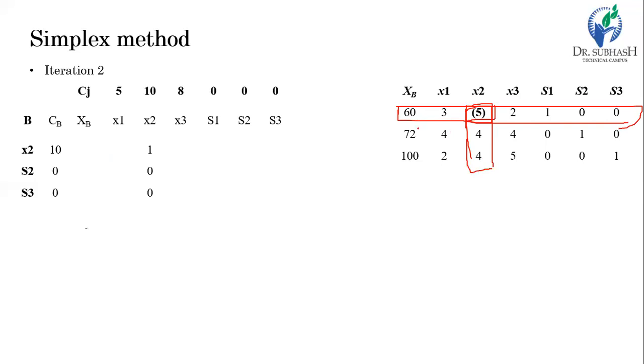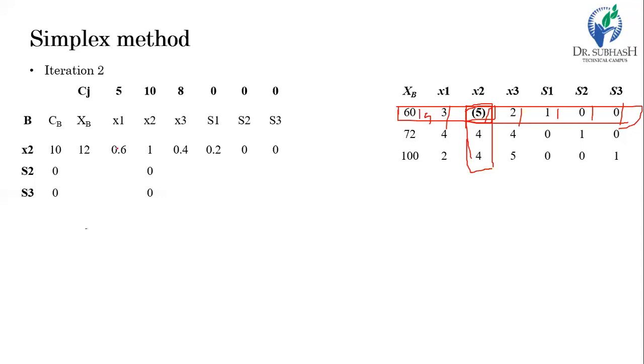After the completion of the key column, let's move on to the key row. In modifying the key row, divide all the elements of that key row by 5, the key element here. So in the new table, we get 16 by 5, 13 by 5, 5 by 5, 2 by 5, 1 by 5, 0 by 5, and 0 by 5 again. So we get values like this: 2 by 5 is 0.4, 1 by 5 is 0.2, S2 0 by 5 is 0, and S3 0 by 5 is 0. And for this, 60 by 5 is 12, and 3 by 5 is 0.6 here.